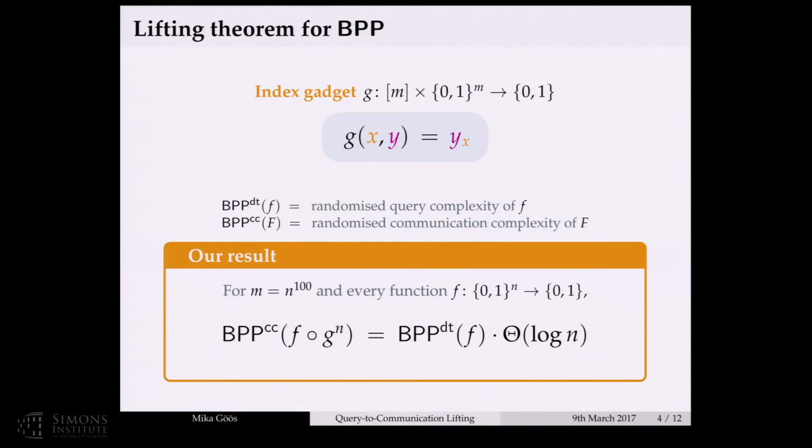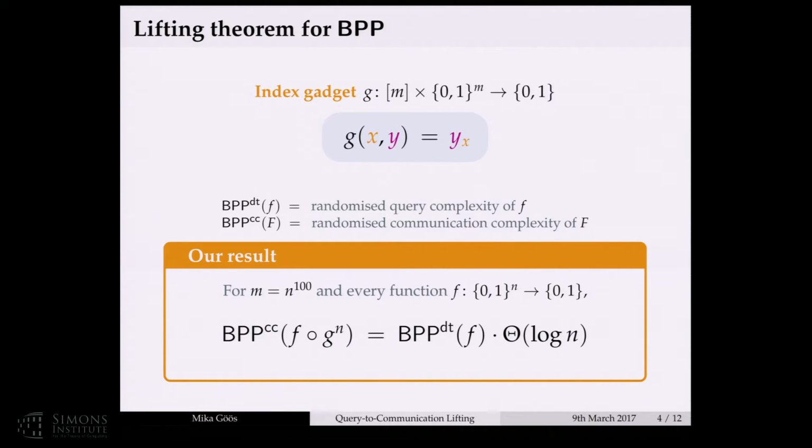So what we show is that if you choose for your gadget this index gadget, here Alice is holding this pointer, a number from 1 up to n, and Bob is holding a string of m bits. The index gadget is just looking up in Bob's string the xth bit. So our main result is that if you choose a polynomial-sized index gadget, well, maybe the constants aren't quite optimized, but if m is a polynomial in n, then we do get this characterization for the randomized communication complexity of the composed function.